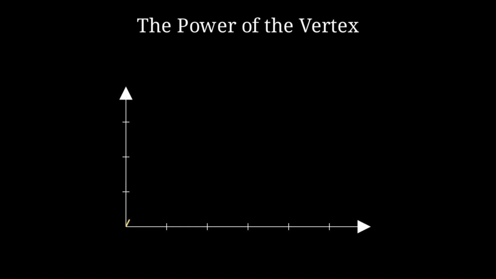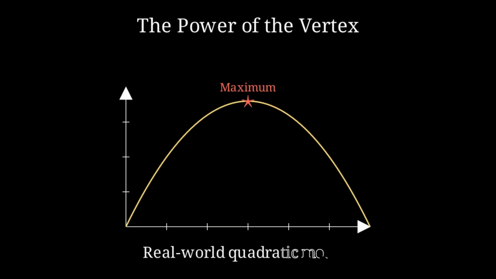Have you ever wondered how to find the exact peak of a projectile's path? In mathematics, this turning point is called the vertex. Today, we will learn how to identify this crucial point by analyzing the graph of a quadratic function.